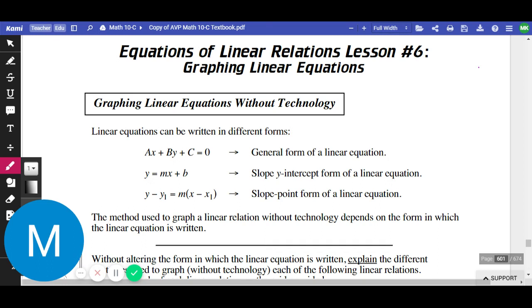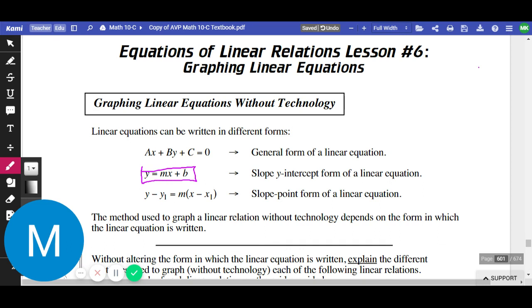Then we got into creating equations, and we created equations 3 different ways. We had slope-intercept form. Slope-intercept form looks like this. You can create slope-intercept form when you have your slope and your intercept. That's why they came up with a really original name called slope-intercept form.